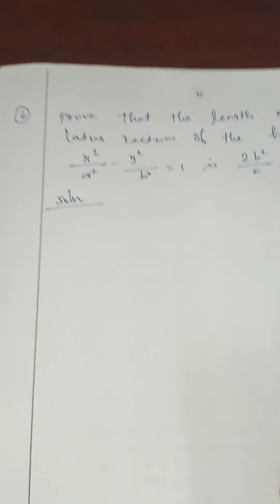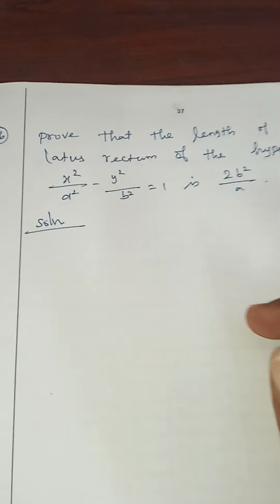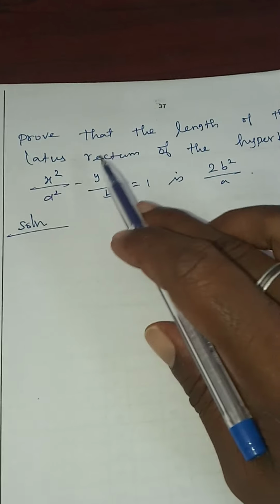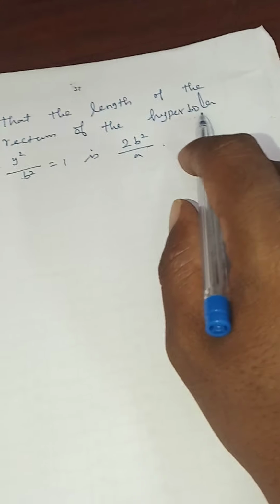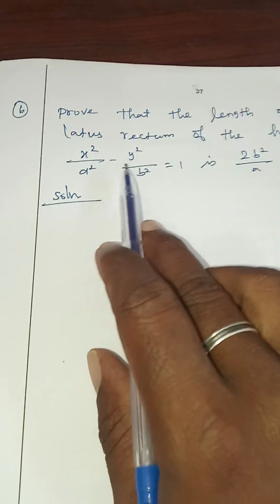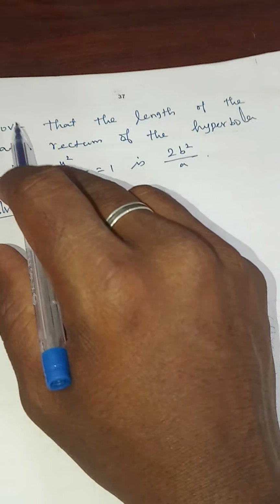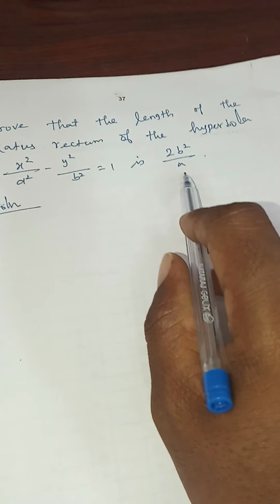Okay students, next, take the sixth sum. Prove that the length of the latus rectum of the hyperbola x square by a square minus y square by b square equal to 1 is 2b square by a. Find the length of the latus rectum; 2b square by a is to be proved.